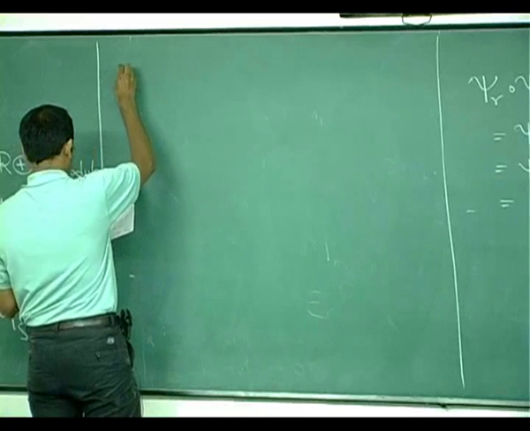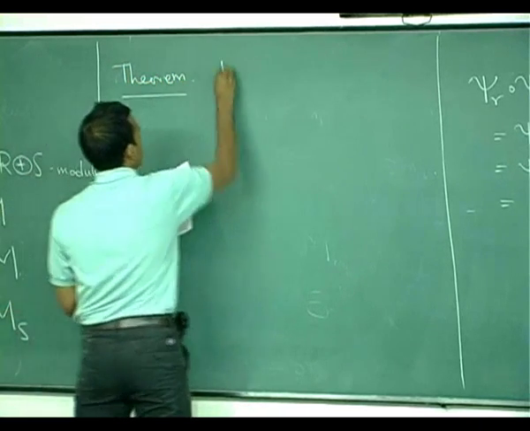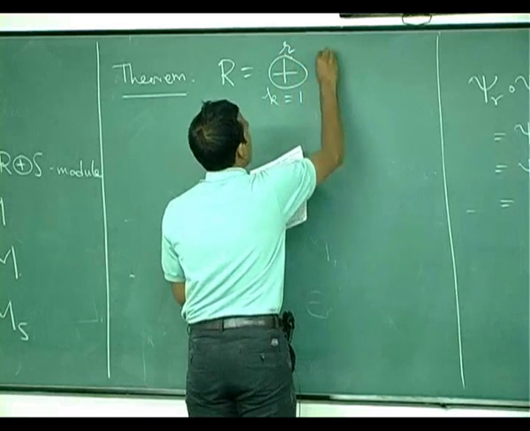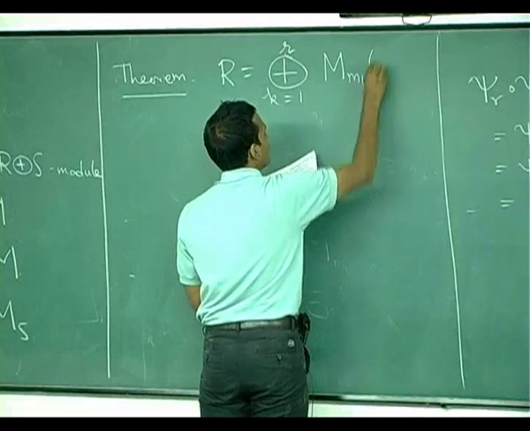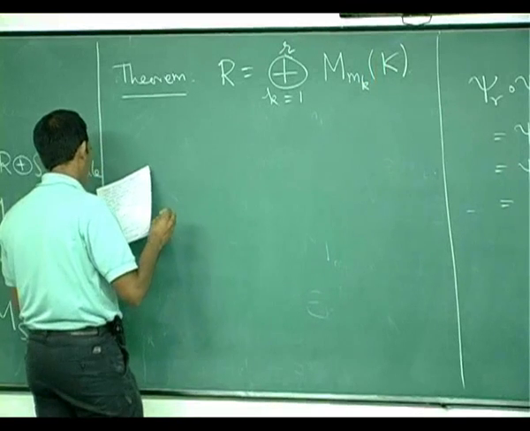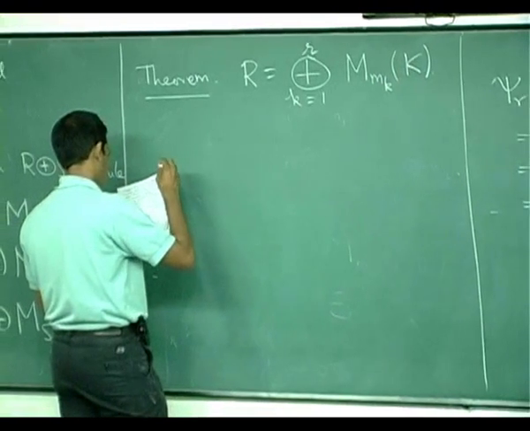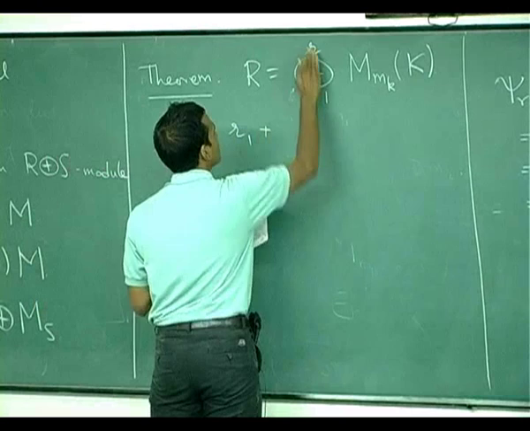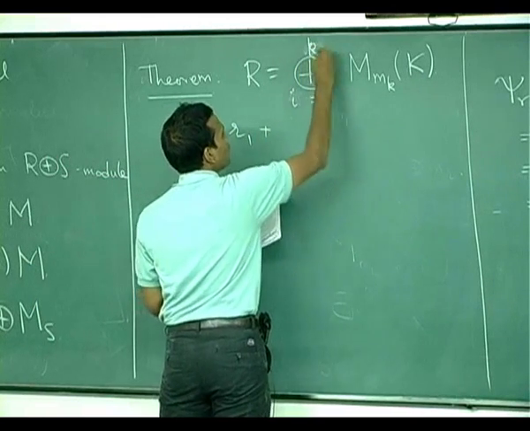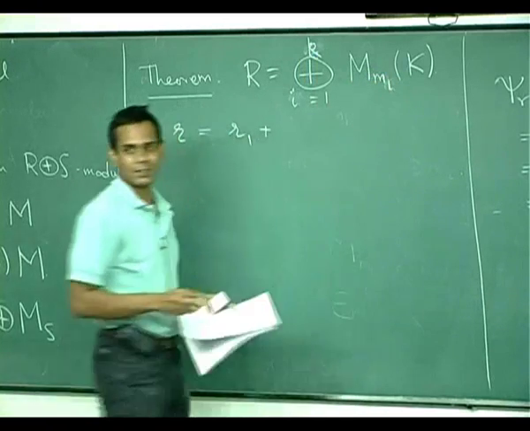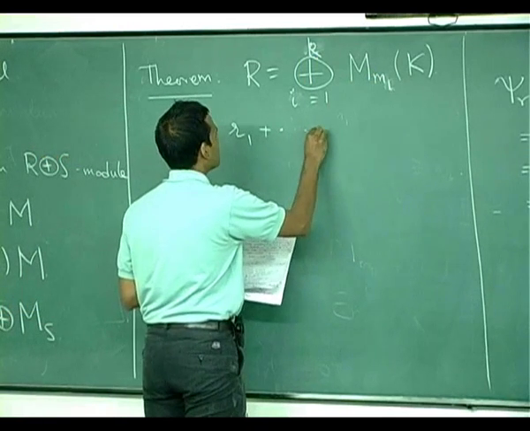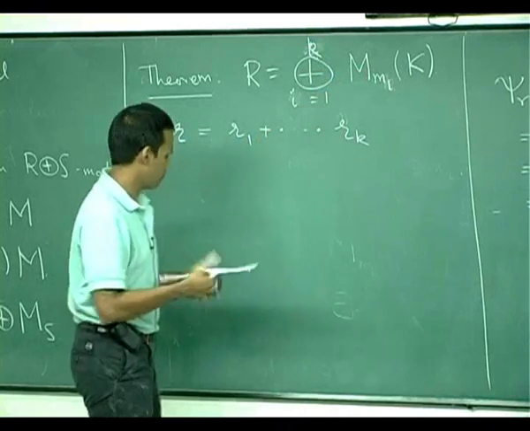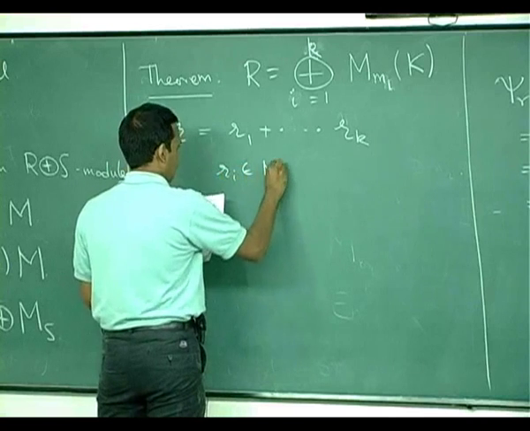So suppose R is just a sum, k goes from 1 to r, of matrix algebras M_{m_k}. Then I can write any element r as r1. Maybe I should change my indexing here. Let's make it i goes from 1 to k, M_{m_i}. Otherwise, I'll have R subscript R, which is not very nice. So I get r1 through rk, where r1 is in the first matrix algebra, r2 is in the second matrix algebra, and rk is in the kth matrix algebra. So where ri is in M_{m_i}.